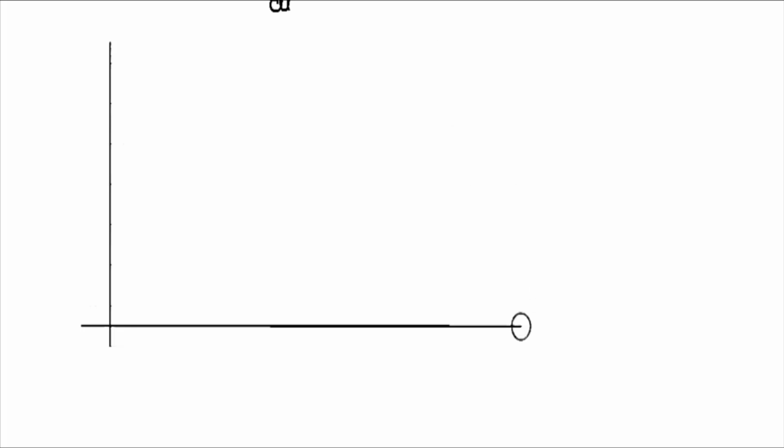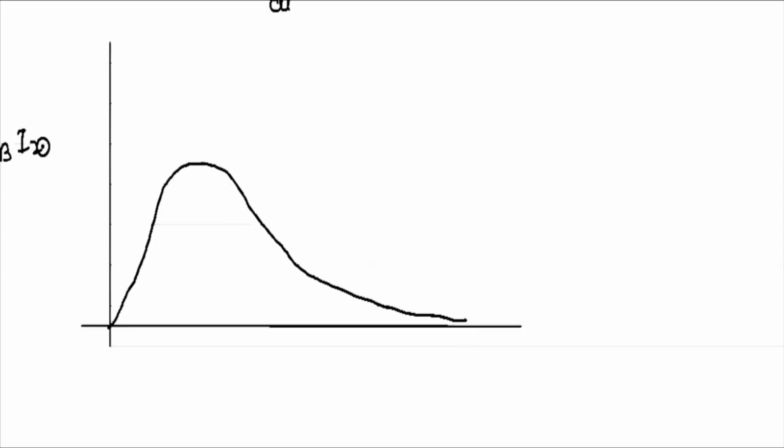If we calculate the second derivative of b I2 at this value, it would be less than 0. That means this is the maxima. So what would our graph look like if we plot it? Initially it would be rising, and after some time it would reach its maxima, and at infinity it would turn to 0. So this is the product b times I2, this is our time, and this is the time at which it reached the maxima.